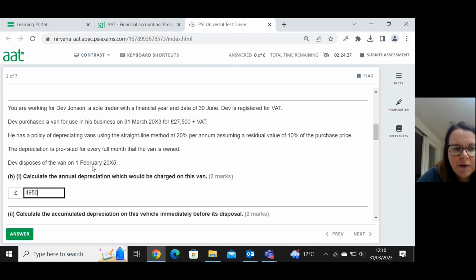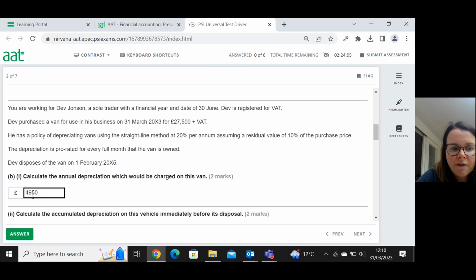And then we're going through to the 1st of February. So April, May, June, July, August, September, October, November, December, January. Don't count February because it's the 1st of February. So I make that 1 year and 10 months that we had the van.